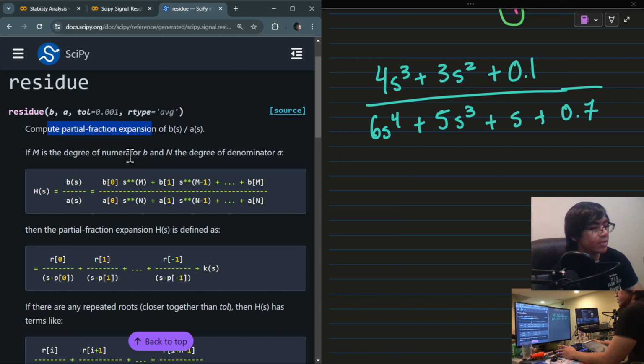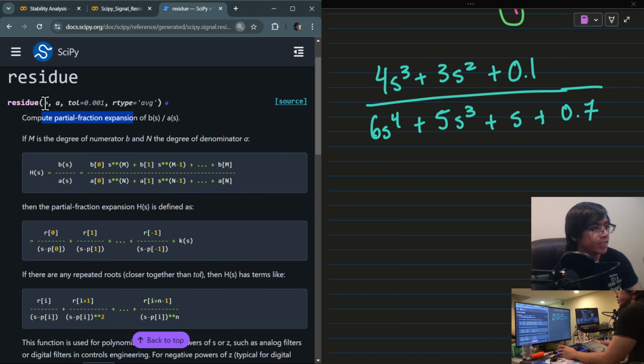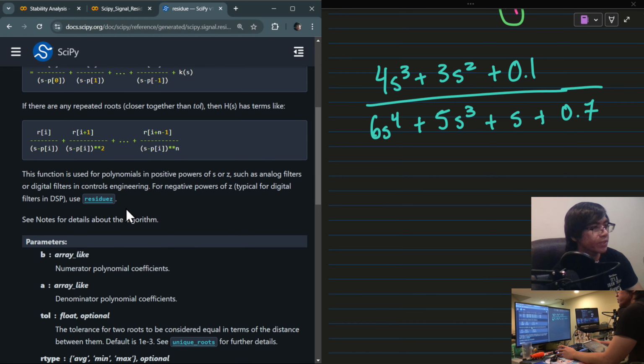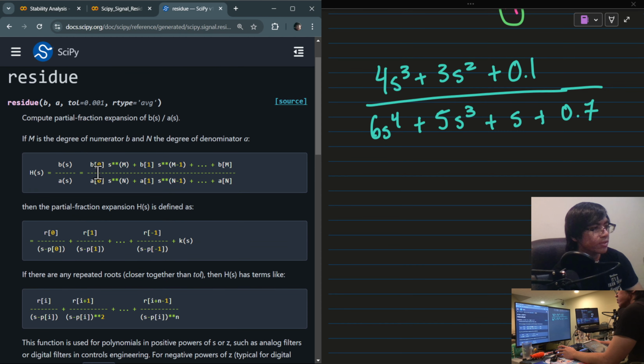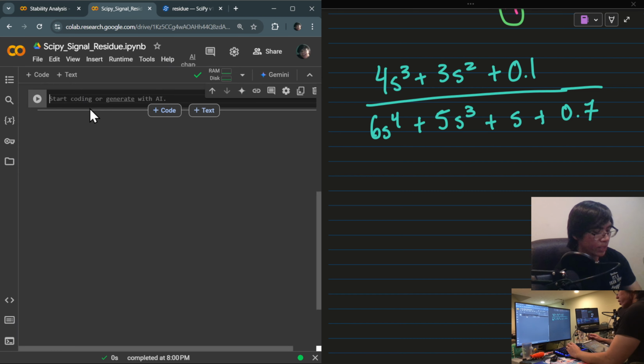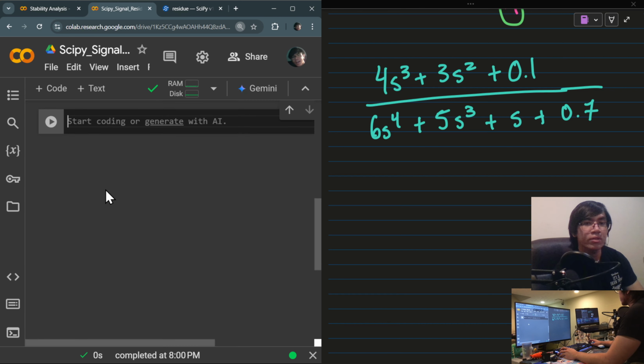And then what residue does is it's a function that takes b and a, which are arrays of just coefficients. You'll notice that b is the numerator and a is the denominator. Looking at this, for b, the higher power is the value that comes first, and it descends in power, as you can see with the m minus 1. And it exactly follows what I drew earlier. So we'll go ahead and do that.